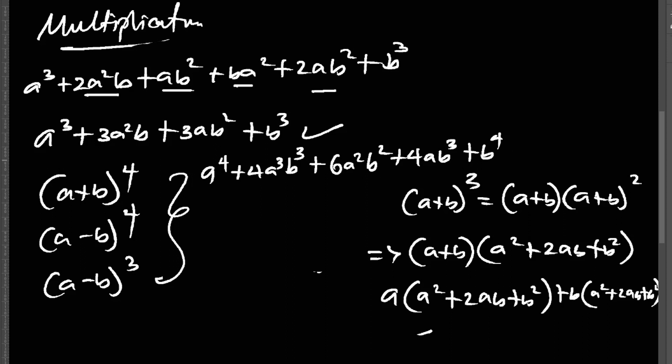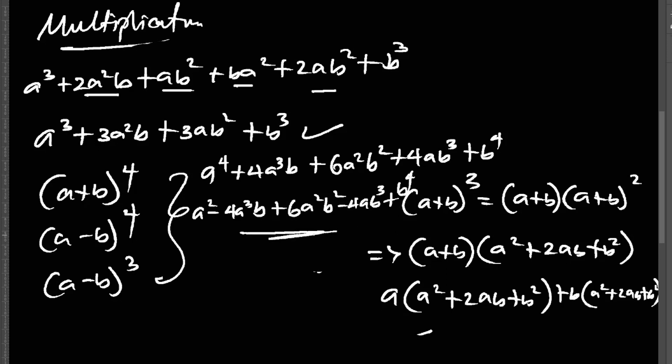Sorry, there's an error here, so this is supposed to just be b. All right, good. And the second one is going to be a to the power of 4 minus 4a cube b plus 6a square b square minus 4ab cube plus b to the power of 4. And that will be your result.